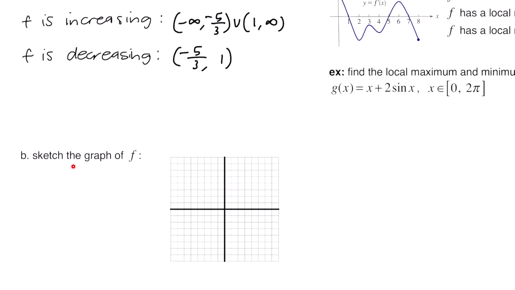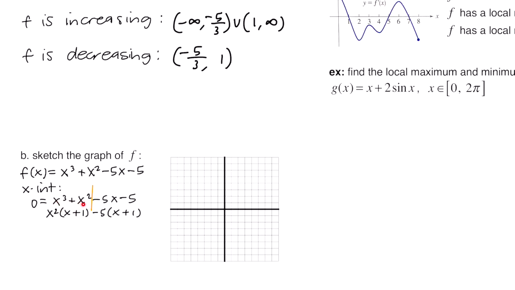For part B, we want to sketch the graph of f. So to do so, we're going to find the x-intercepts, and then we're going to find the y-intercept. And then we'll use the information from above to finish graphing. To find the x-intercept, we plug in 0 for y. There's 4 terms, so we're going to factor by grouping.